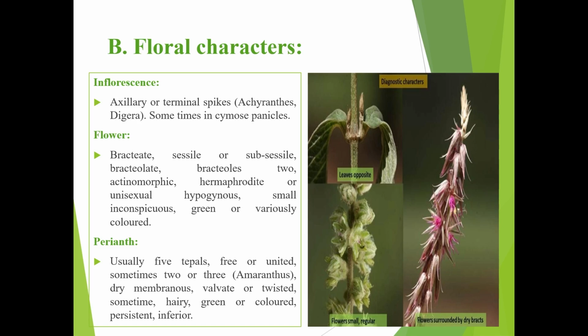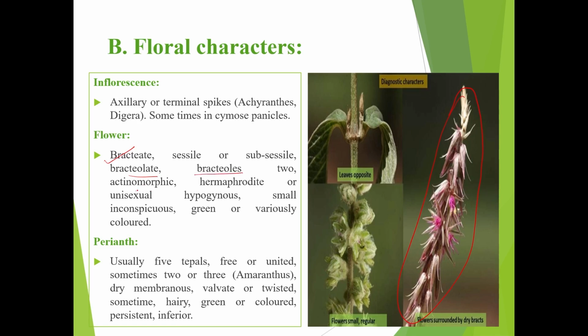If you see the floral characters, the inflorescence is one of the characteristics of this family. They have an axillary or terminal spike, as in Achyranthes. You can see they generally have a terminal spike type of inflorescence, surrounded by dry bracts. Sometimes they also have a cymose panicle type of inflorescence. The flowers are bracteate and the bracts are very showy in nature. The flowers are sessile or subsessile, which is why it is called a spike inflorescence. The flowers are bracteolate, maybe two bracteoles.